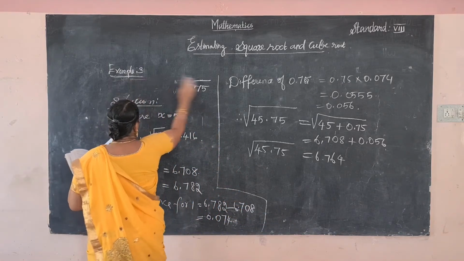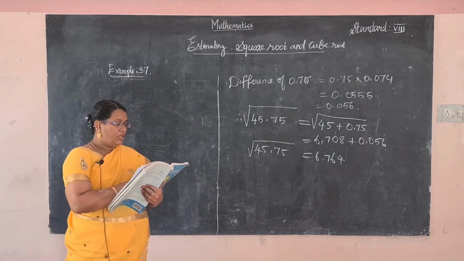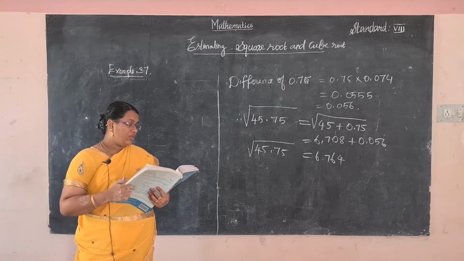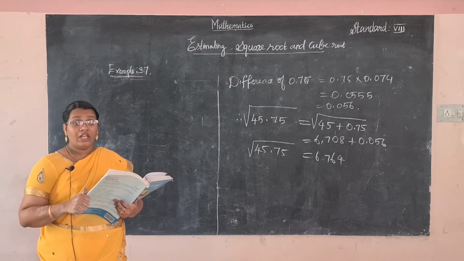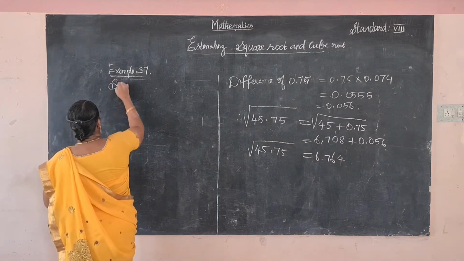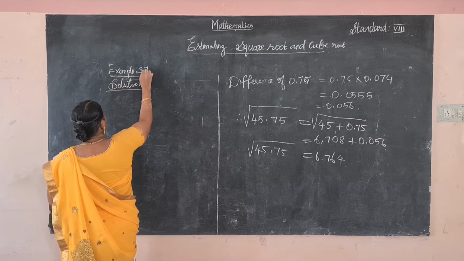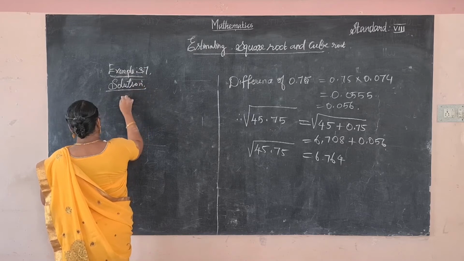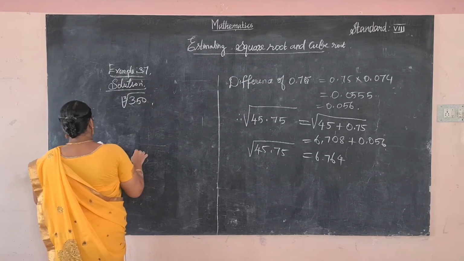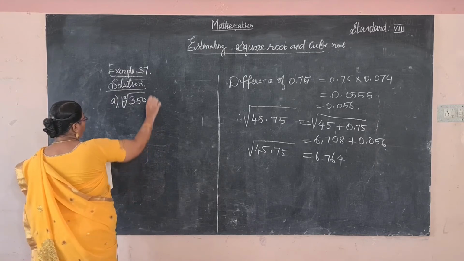Example 37. Using the table, estimate each of the following cube roots. Okay, estimate the cube root. Here the cube root is given. First one, the cube root of 350. And the second one of the problem. This is A. First we complete A, after that move to B.